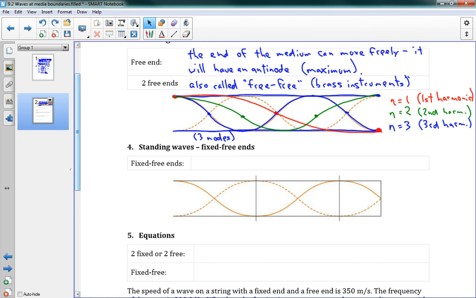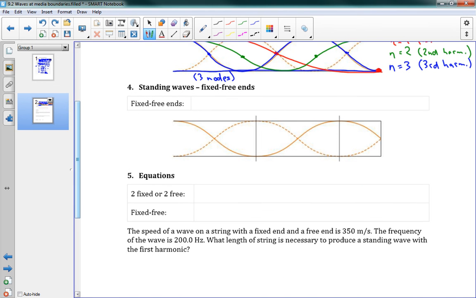Okay. So we're looking at now one last type of standing wave, which is where we have one fixed end and one free end. We call that fixed-free. So fixed-free is where we have one fixed end and one free end, and we have a node on the fixed end, and we have an antinode on the free end.